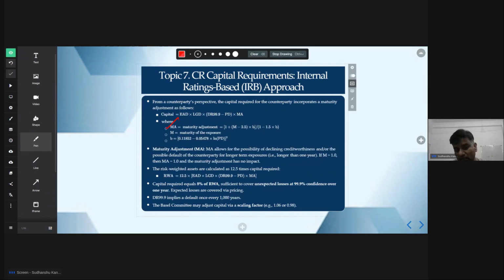And then we do the calculation for your RWAs, where RWAs is nothing but 12.5 into your capital, and capital is nothing but EAD into LGD into DR 99.9 minus PD into MA, right? And please keep in mind why we get 12.5: it is 1 by 0.08, right? What is 12.5? 12.5 is nothing but 1 by 0.08. That is what we are talking about here. So this is how Basel II translates your economic capital logic into your regulatory RWAs.